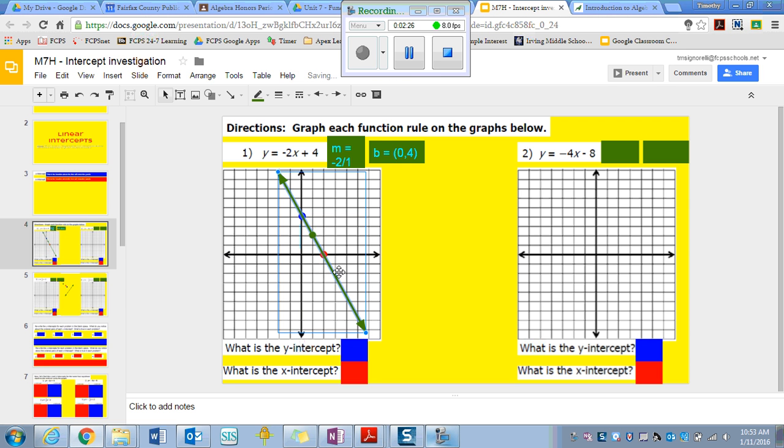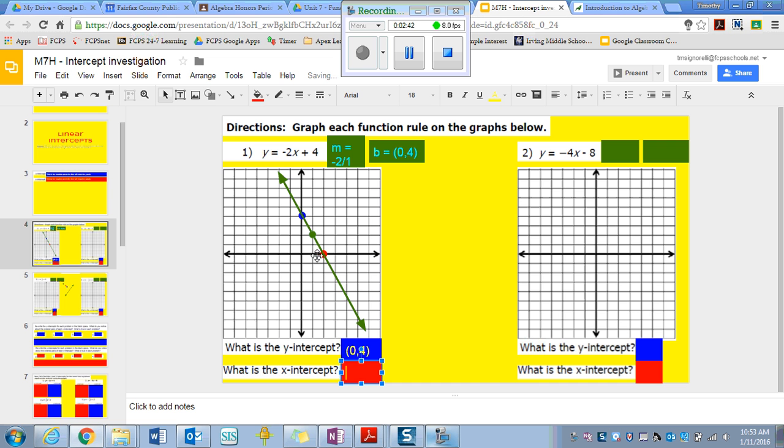Now you'll notice we actually have two intercepts graphed here. We have our y-intercept, which was actually given to us in the equation, and that was the ordered pair of (0, 4). And then once we graphed, we ended up finding that the x-intercept is the ordered pair (2, 0).